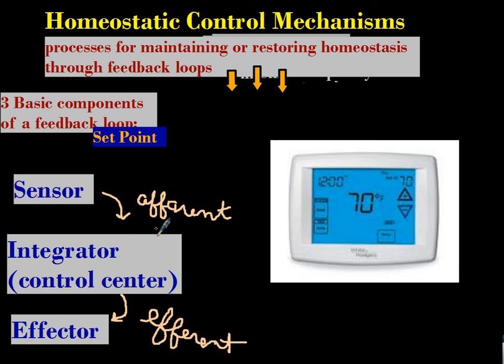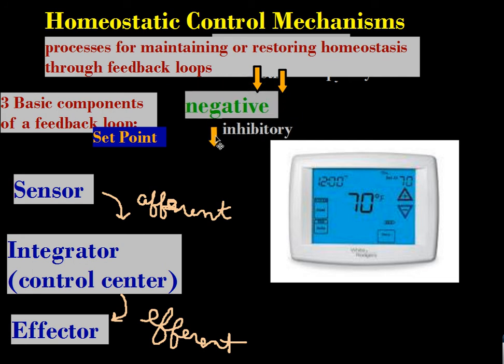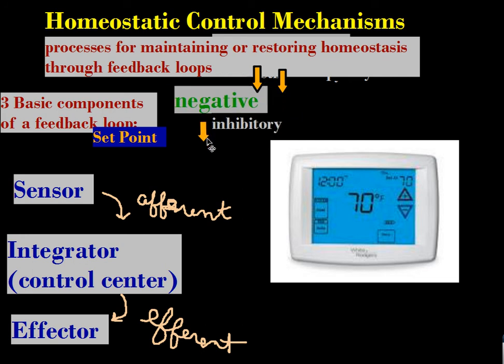Okay, so we got the afferent starting with an A and the efferent with an E, afferent being the sensor pathway and efferent being the pathway to make a response. Now, of the feedback loops, there are going to be three. You're going to have a negative feedback loop.